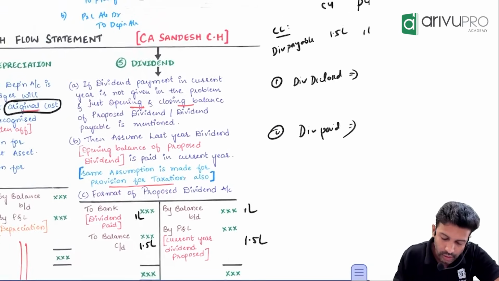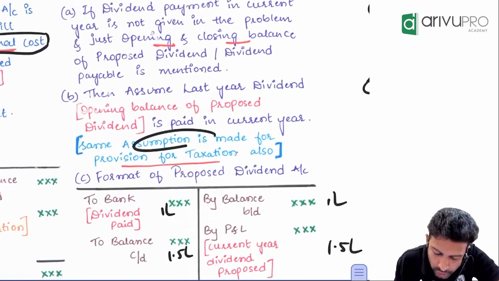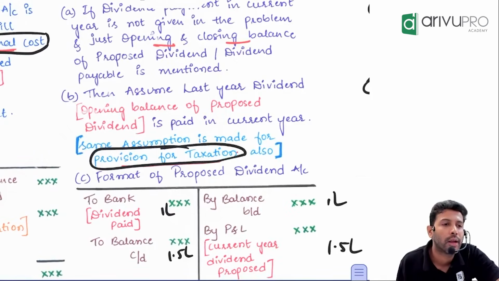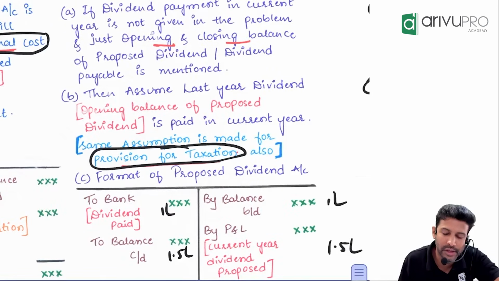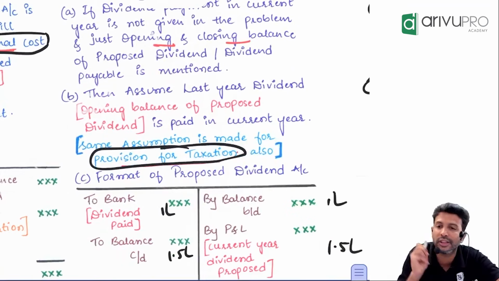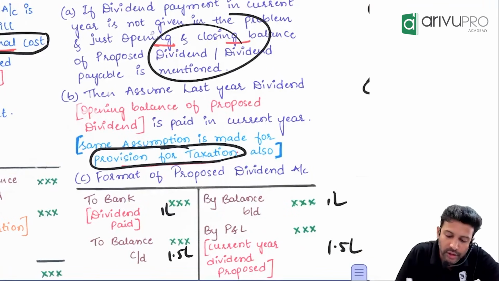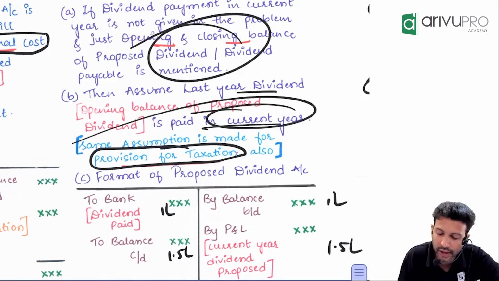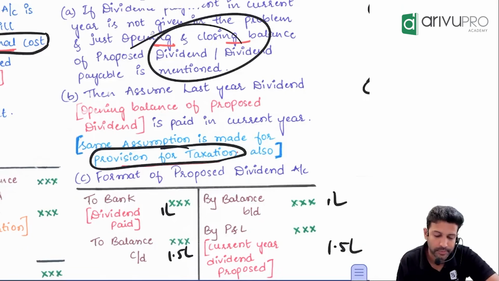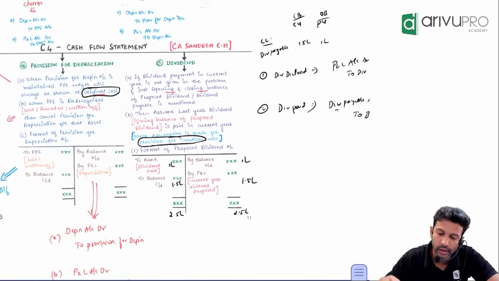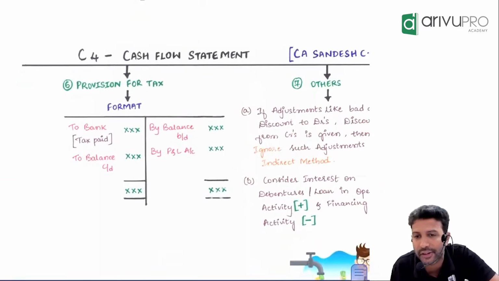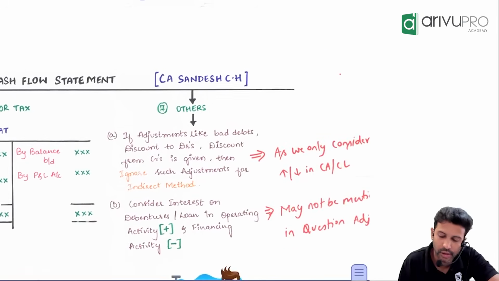Sir, the assumption you have made for dividend, the same assumption holds good for one more component called provision for tax. For provision for tax and for dividend, the assumption is the same. If only opening balance and closing balance are given, then opening balance is assumed to be paid off in the current year. This is another adjustment. Same thing, I've brought the provision for taxation ledger also for your reference here. Same drama, no change.